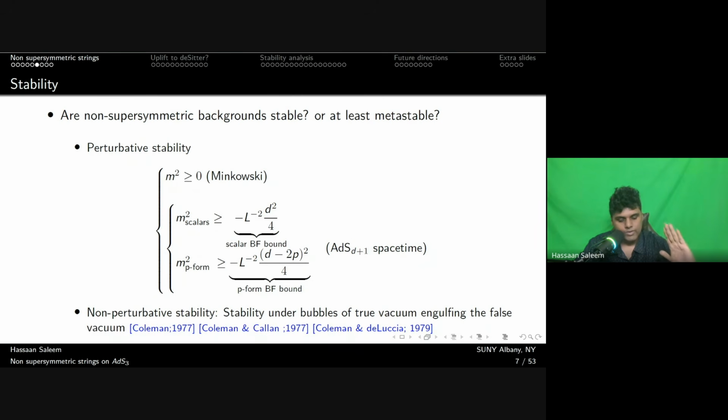So suppose that you start with some background, and that background is a false vacuum. It's not a true vacuum. So the story here is a Coleman-De Luccia-like story. And if you find out that the bubbles of true vacuum will pop into existence at a very rapid rate, then you don't have stability under non-perturbative processes. So you have to ensure that these bubbles are not forming at a very rapid rate. Okay, so therefore you have two different kinds of stabilities here.